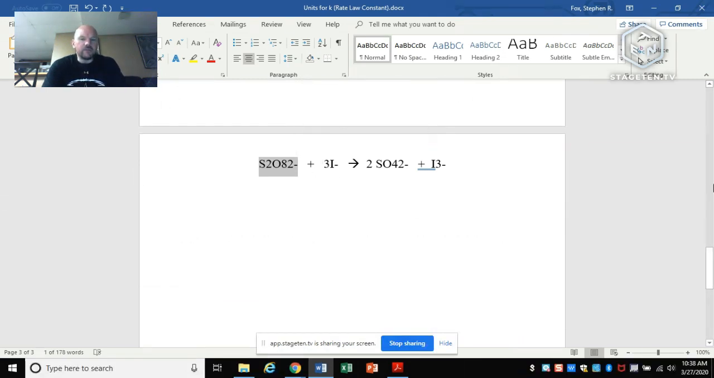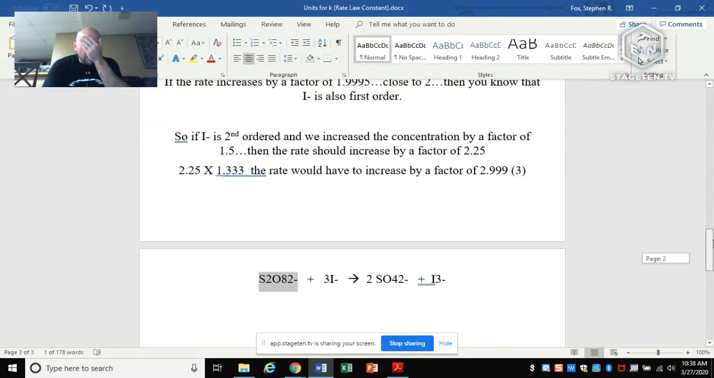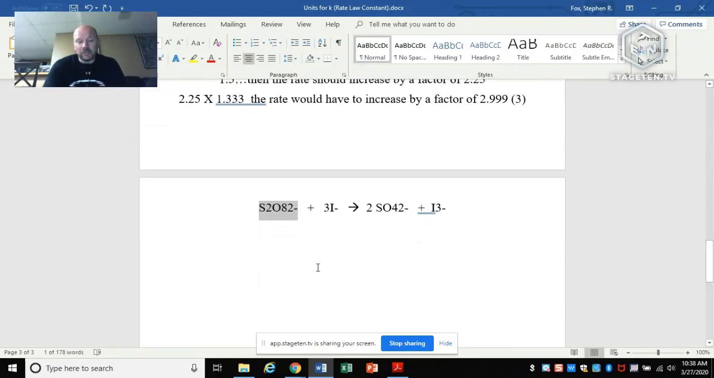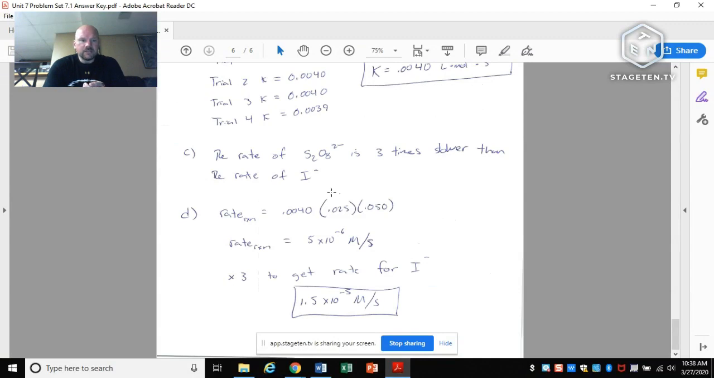Okay, so if you know the rate of disappearance of one thing, then all you have to do is multiply by the mole ratio to get the rate of disappearance for the other reactant, or to get the rate of appearance for any of the products. Okay, does that make sense? So the rate of S2O8 2 minus is going to be 3 times slower than the rate of I minus. I minus is 3 times faster because you're losing 3 I minuses for every one of these ions. Okay?